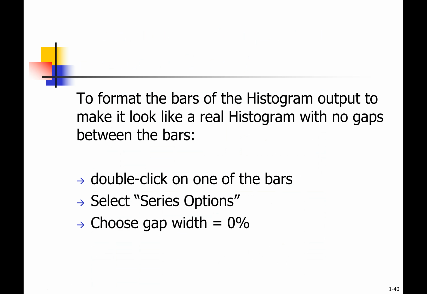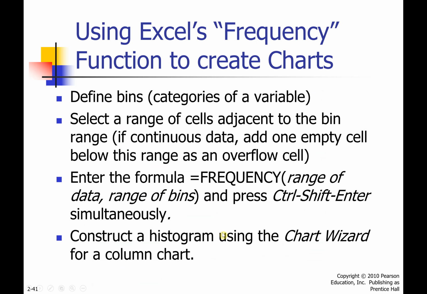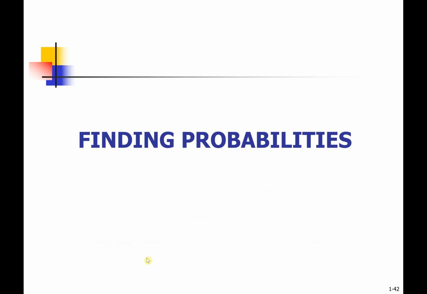Format the bars of the histogram output to make it look like a real histogram with no gaps. Basically, you double click on the bars, you select series options, and you choose gap width to be 0%. You can do frequency charts, you can define the bins, and select a range of cells. You can enter a formula, and you can construct a histogram using the chart wizard from the column chart as well. All right, finding probabilities.